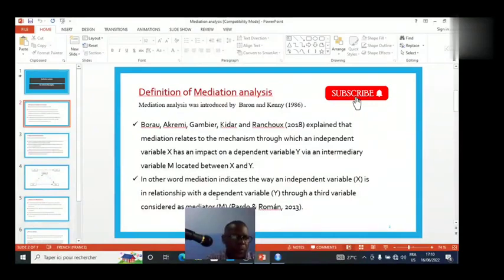Today I'm going to show you how you can perform mediation analysis in R. Mediation analysis was introduced by Baron and Kenny in 1986. Mediation analysis has the purpose of analyzing how an independent variable has an impact on a dependent variable via a third variable called the mediator variable. This is the objective of mediation analysis.